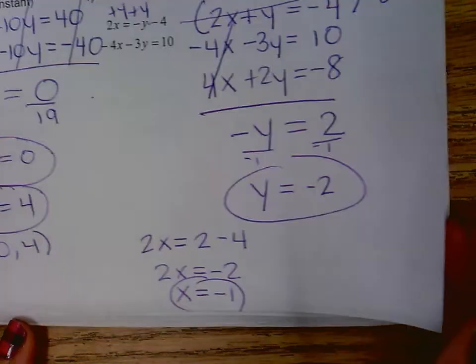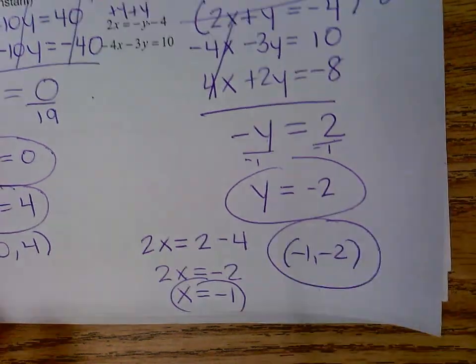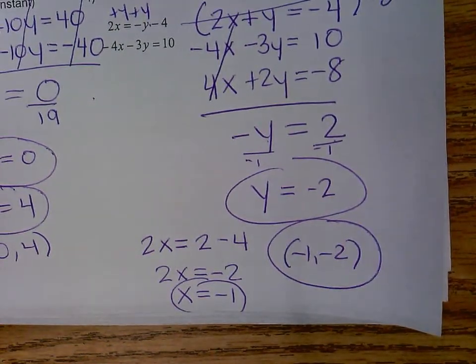Did anyone get -1 as their answer? -1, -2 looks like the final answer. Oh, I just didn't show it to you, did I? So I took my -2 and I plugged it into this just top equation right here. So I wrote 2x equals, this would become +2 because it's a negative minus 4. So 2x was equal to -2, which made x -1. And then I wrote my final answer.